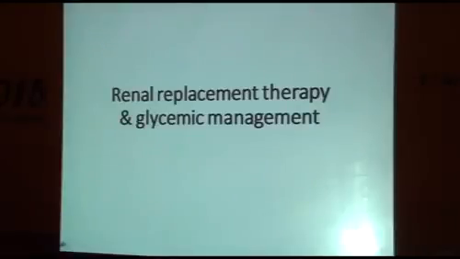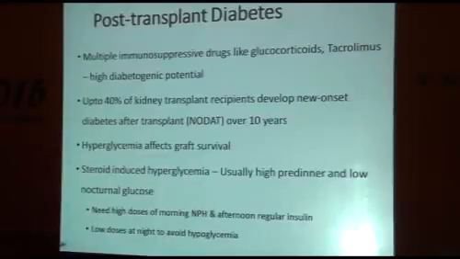Coming to renal replacement therapies and glycemic management, we will look at post-transplant diabetes. So what are the issues? With post-transplant diabetes, there is increased hyperglycemia due to the use of drugs like glucocorticoids and tacrolimus, which have very high diabetogenic potential. Up to 40% of kidney transplant recipients will develop NODAT, that is new onset diabetes after transplant, over 10 years. This is because it influences hyperglycemia, and also influences graft survival.